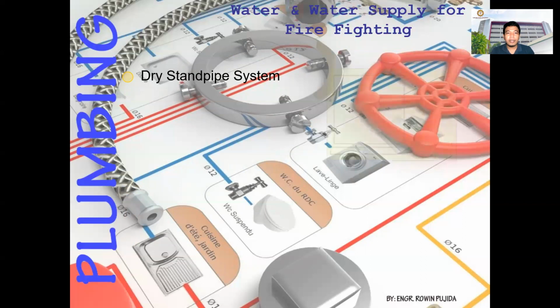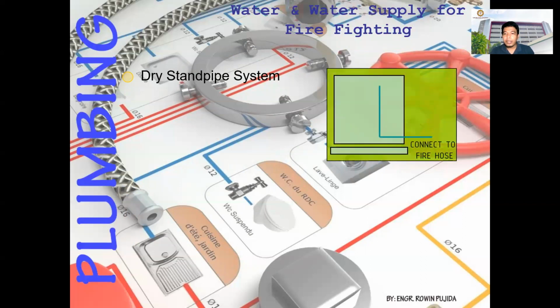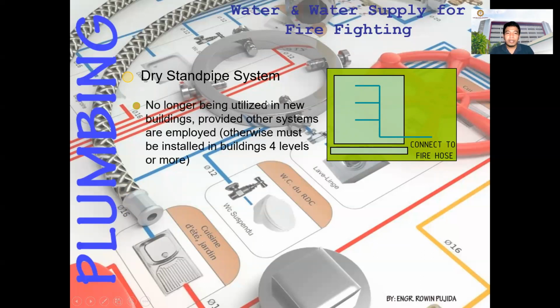So we have first the dry standpipe. You have here the connection. From the ground floor, you install a connection going to the second floor, third floor, and maybe to your fourth floor or the last floor of the building. It connects to a fire hose. It is no longer being utilized in new buildings, provided other systems are employed. Otherwise, it must be installed in buildings four levels or more. Maybe you can have three levels or more.